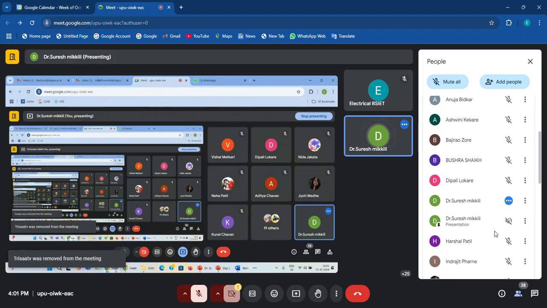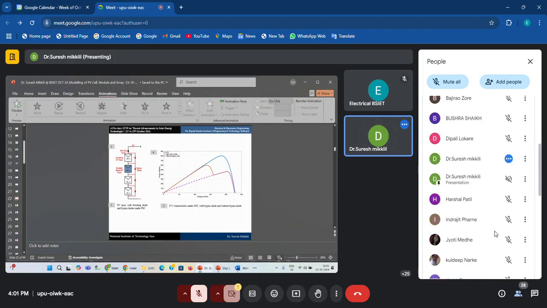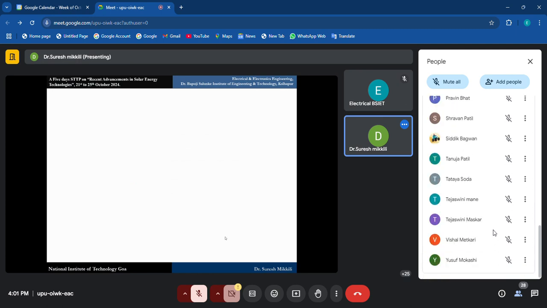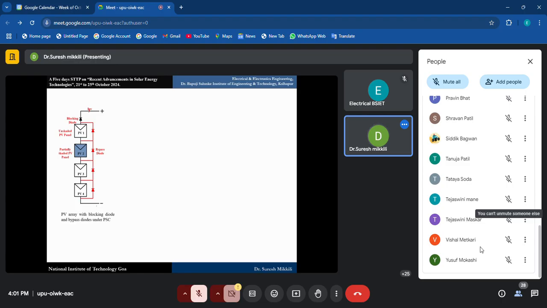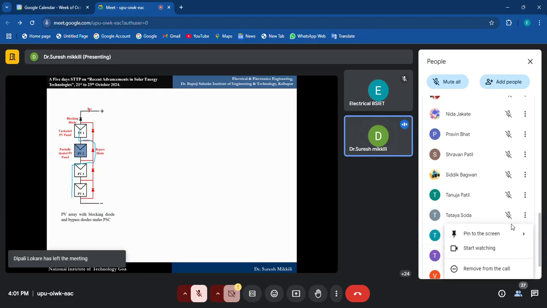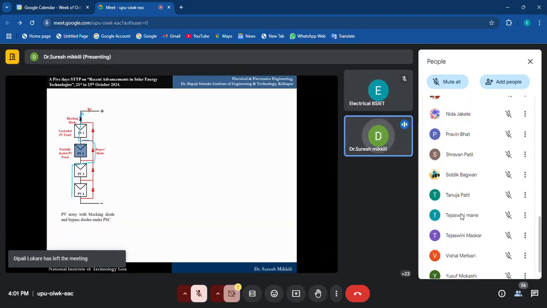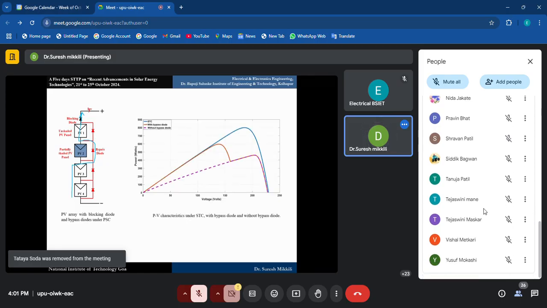I hope you understand. When any module is shaded, the current will try to flow through the bypass diode and avoid the shaded module. That is the time when the use of the bypass diode happens.